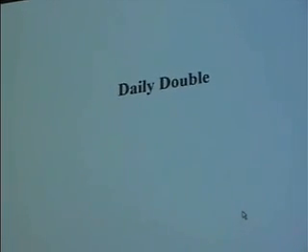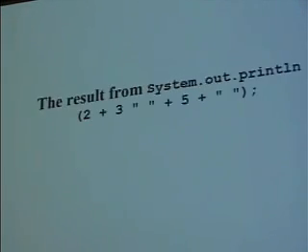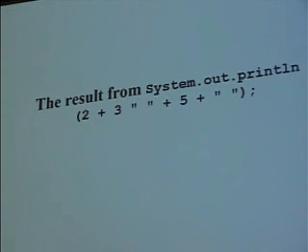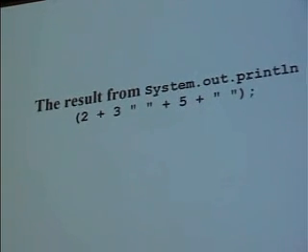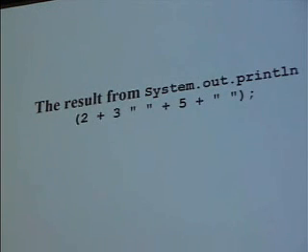Java Basics for 400. Daily double. Real Jeopardy. How much would you like to bet? I'd like to bet $7.99. The result from System.out.println of 2 plus 3 space plus 5 plus space. Do I have to answer? Yes. What is 23 space 5 space? I'm sorry, that's incorrect. Oh well. I still won.